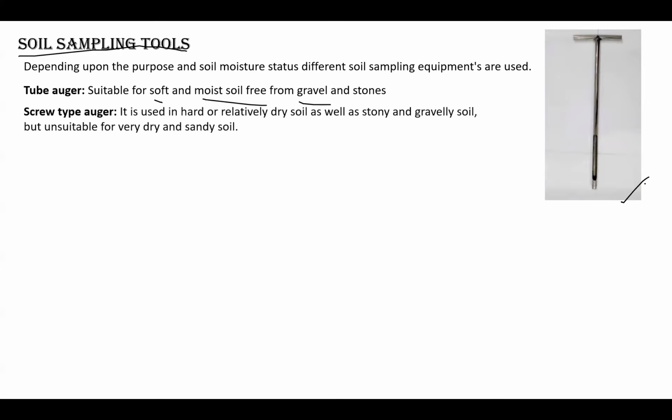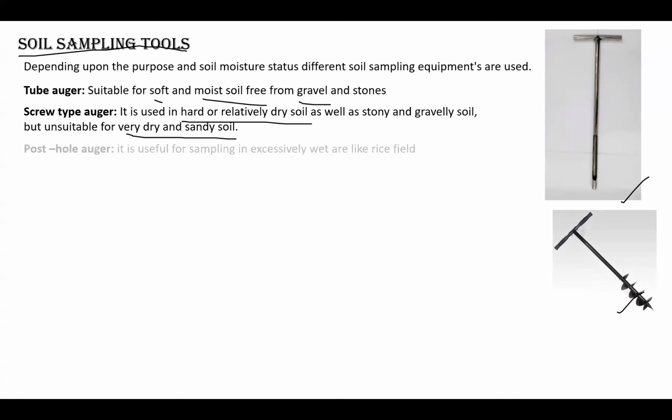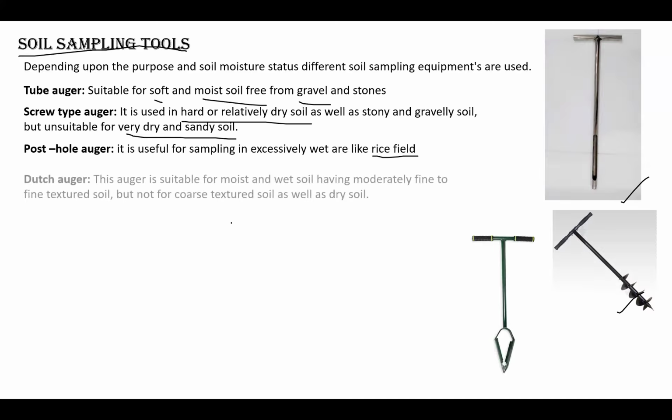And followed by the screw type auger. It is used for hard or relatively dry soil as well as stony or gravelly soils, but it is unsuitable for very dry and sandy soils. This is your screw auger. Followed by post hole auger. It is useful for sampling in excessively wet areas like paddy fields or rice fields. So post hole auger, we can use it in a paddy field. This is your post hole auger.